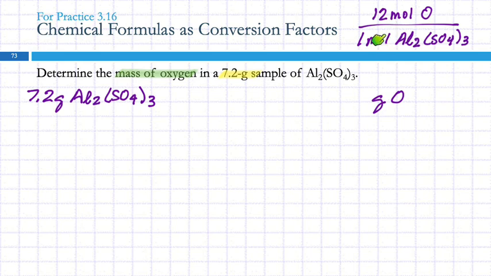This relates moles, and so we have grams at the end, but we're going to have moles in the middle. We can convert grams of the compound to moles of the compound. You're going to have to calculate the molar mass. And then we can convert moles of the compound to moles of oxygen using this conversion factor that we find hiding in the formula. And then we can convert moles of oxygen to grams of oxygen using the molar mass of oxygen.